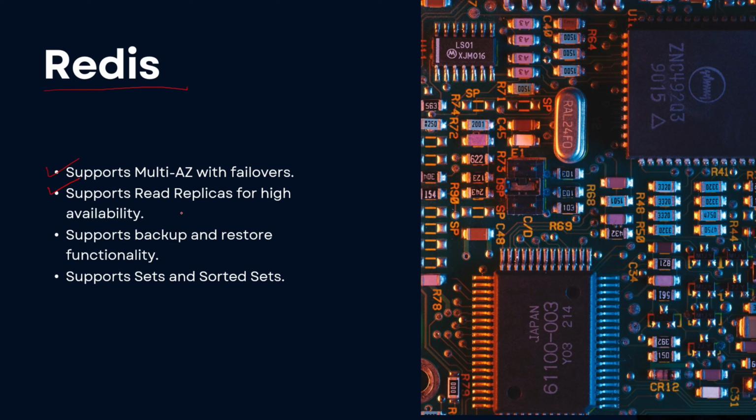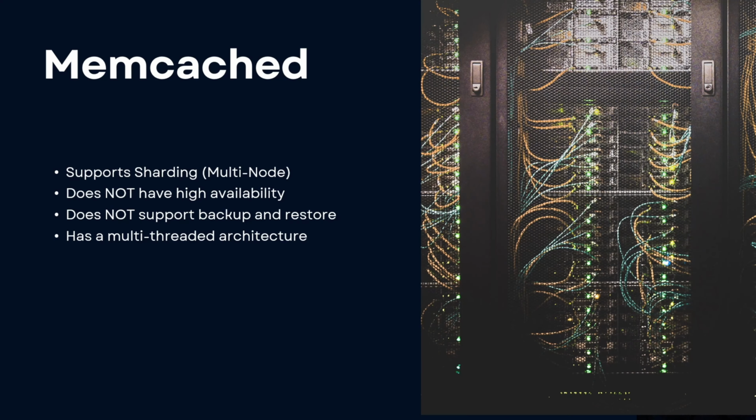You can also create read replicas for your Redis ElastiCache so you can achieve even higher availability. It supports backup and restore functionalities, so you can create periodic backups of your Redis cache, and also you can restore to any point in time provided that the backup is available. And it also supports sets and sorted sets.